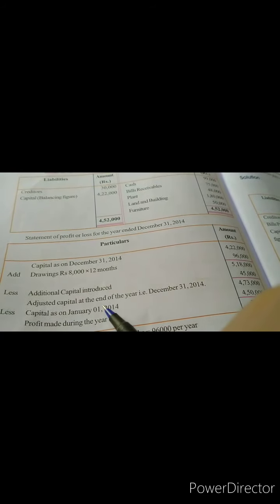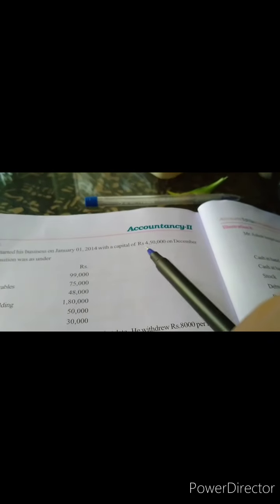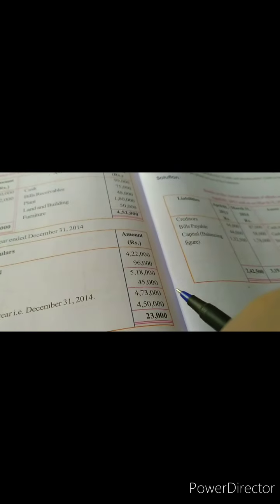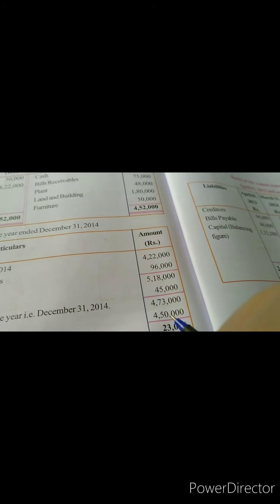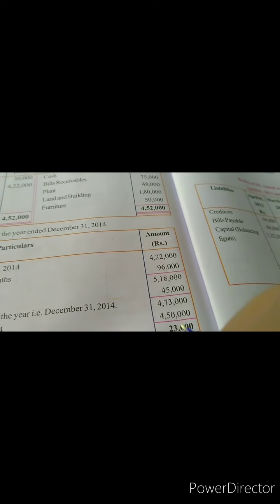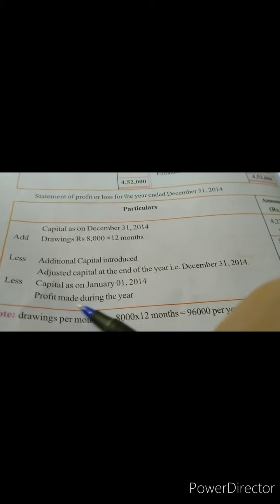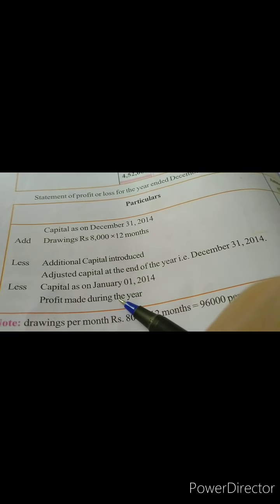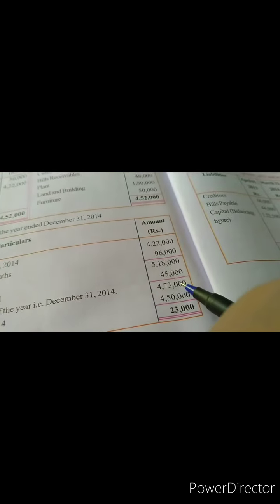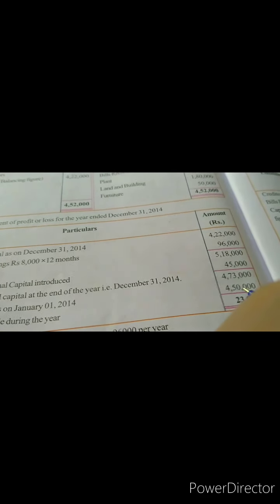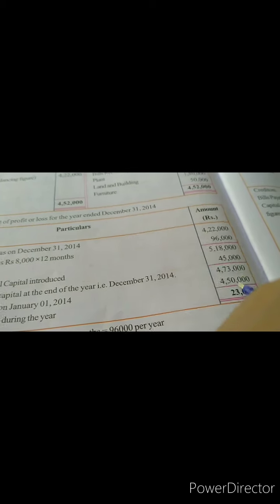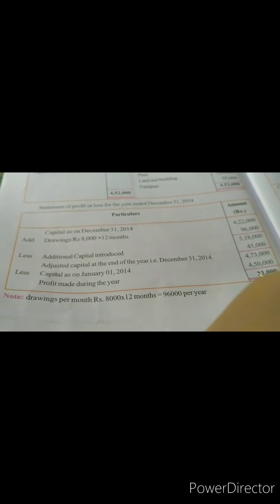From this, we will deduct the capital at the beginning, which is already given in the question as 4,50,000. If you see, this upper figure is more and this 4,50,000 is lesser than this amount, 23,000, that is going to be our profit made during the year. In case this adjusted capital is less than the capital which was there at the beginning, this is going to be our loss.